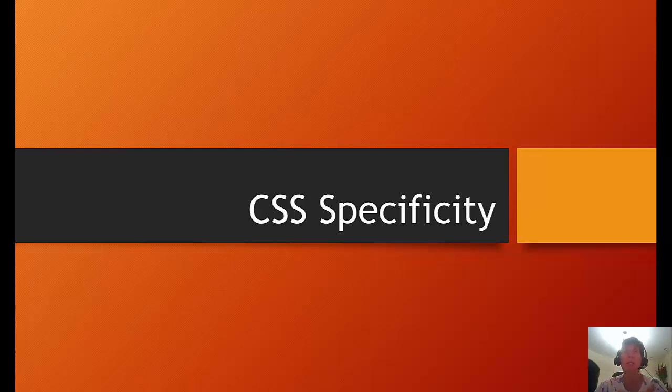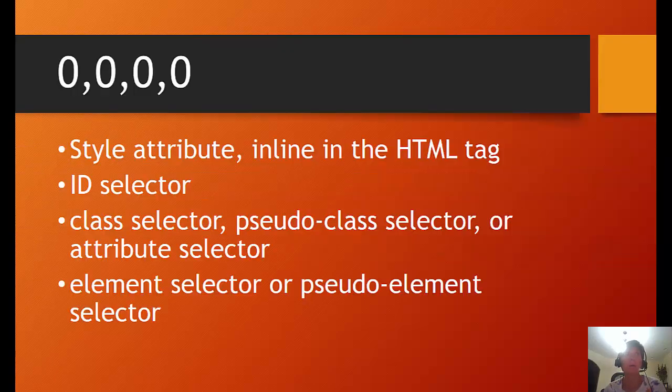Specificity is a big part of it. The more specific the selector is, the more likely it is to win. And there are specific rules about how that works. So you can identify specificity with 4 numbers separated by commas. The first number counts how many style attributes there are. Now, a style attribute is when the style is set inline, actually in the HTML tag. And that first number counts there.